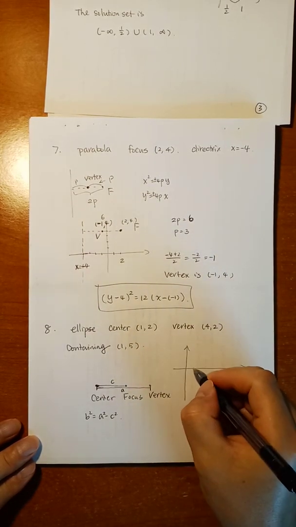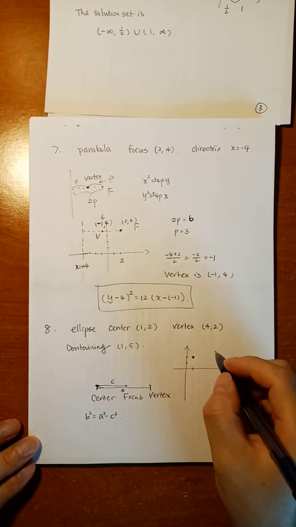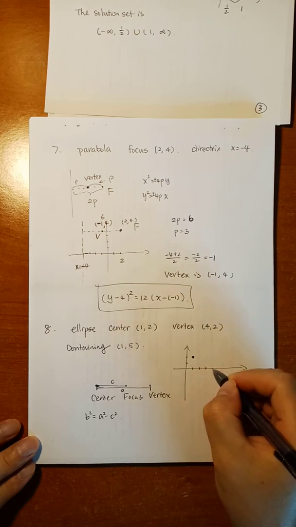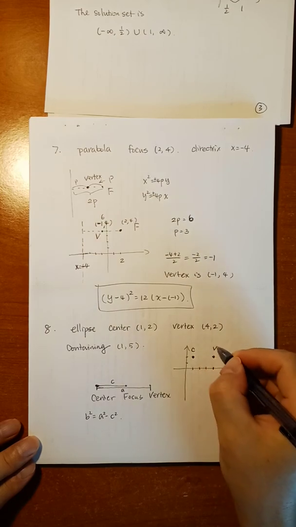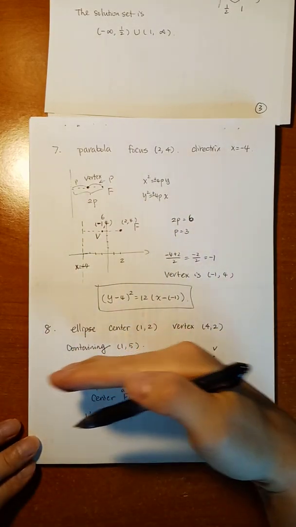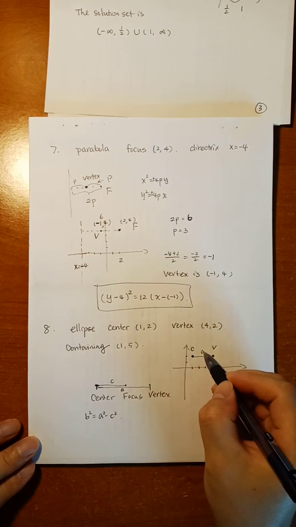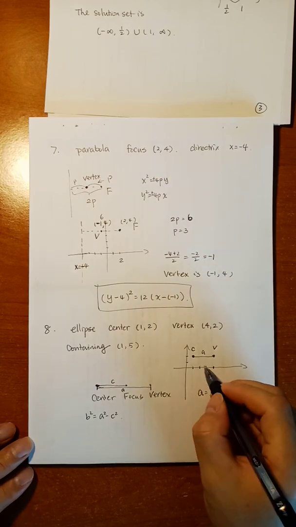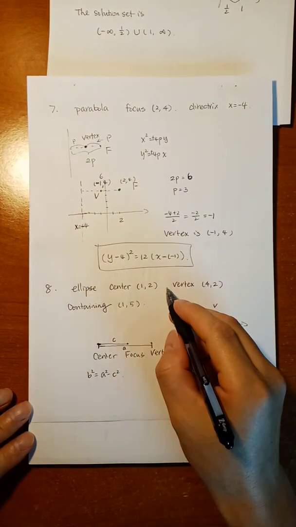Center is 1, 2. One vertex, 1, 2, 3, 4, is 4, 2. This is the center. This is a vertex. So it's horizontal. It's a horizontal one. And this is a. So a is equal to 3. 1, 2, 3. a is equal to 3. And the center is 1, 2.